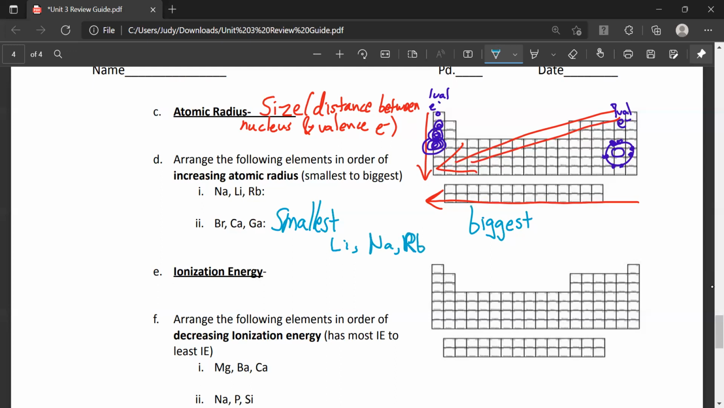The next question is going to be Br, Ga, and Ca. Okay, and there you go.